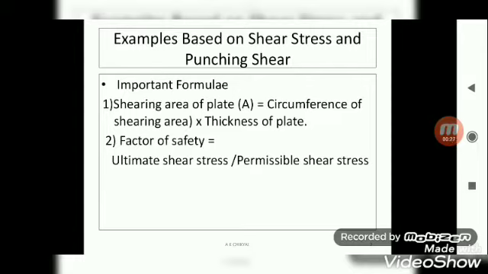Important formula. First one, shearing area of plate is equal to circumference of shearing area into thickness of plate. Number 2, factor of safety is equal to ultimate shear stress divided by permissible shear stress.